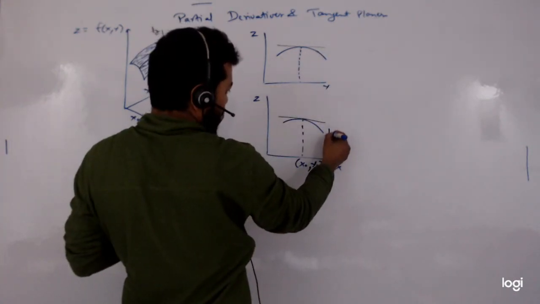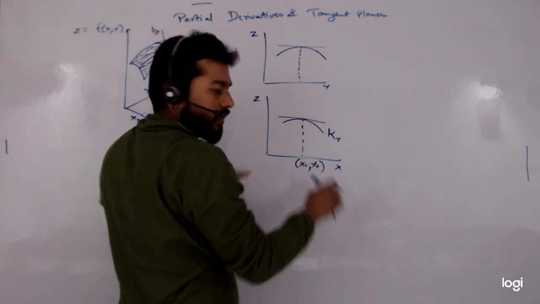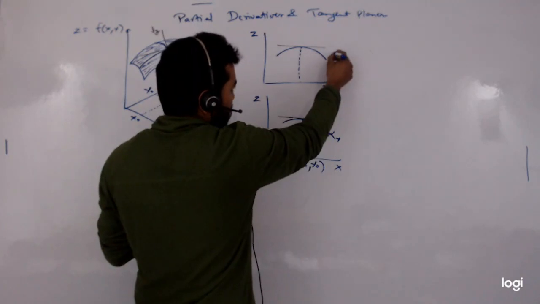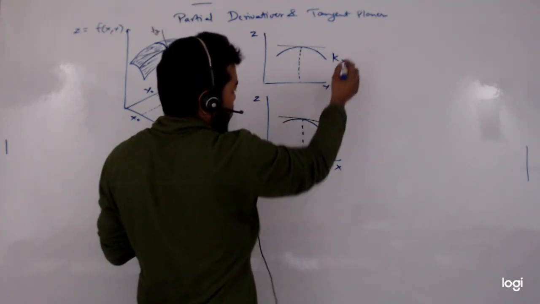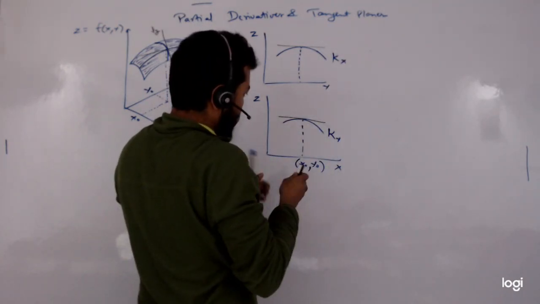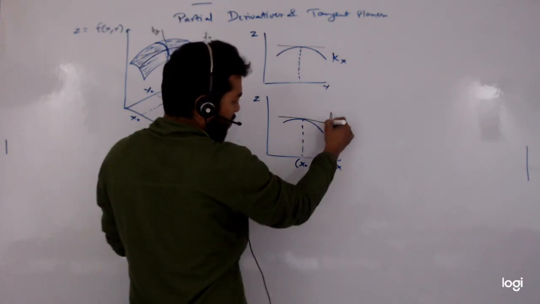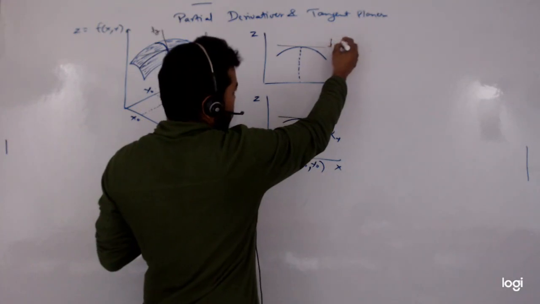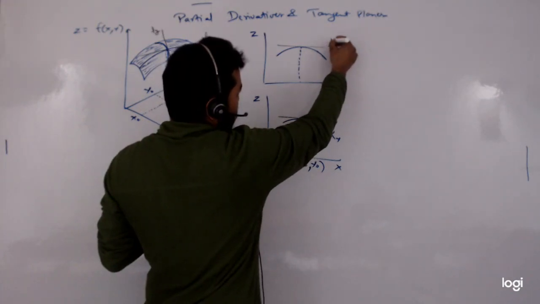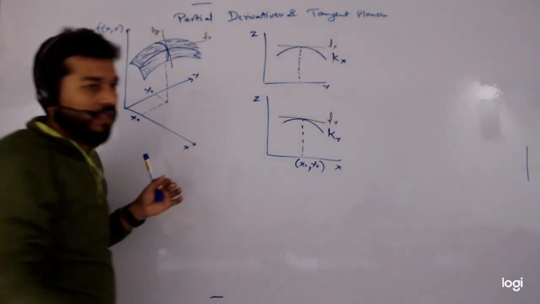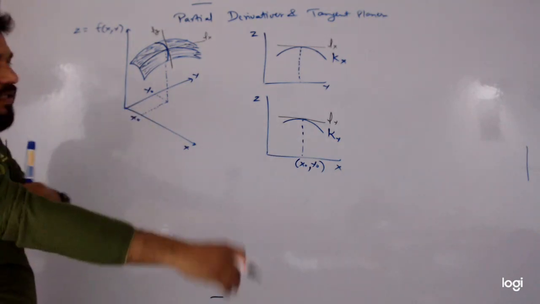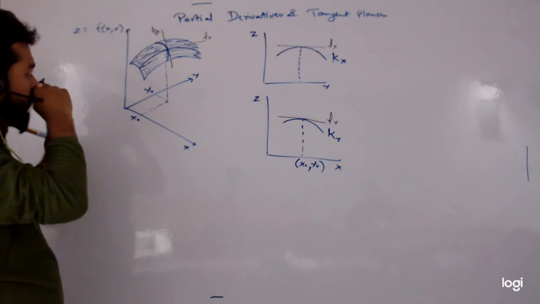Let's call this k of y. Along this curve the value of y is constant, along this curve the value of x is constant. Let's call this k sub x, and similarly along this line the value of y is constant, along this one the value of x is constant. Okay, this is the deal. Is the message clear? All right.